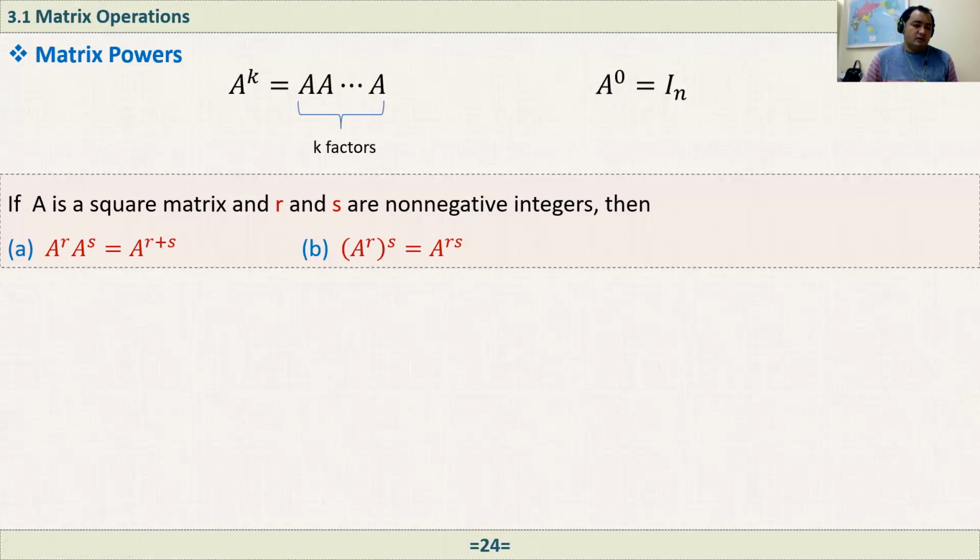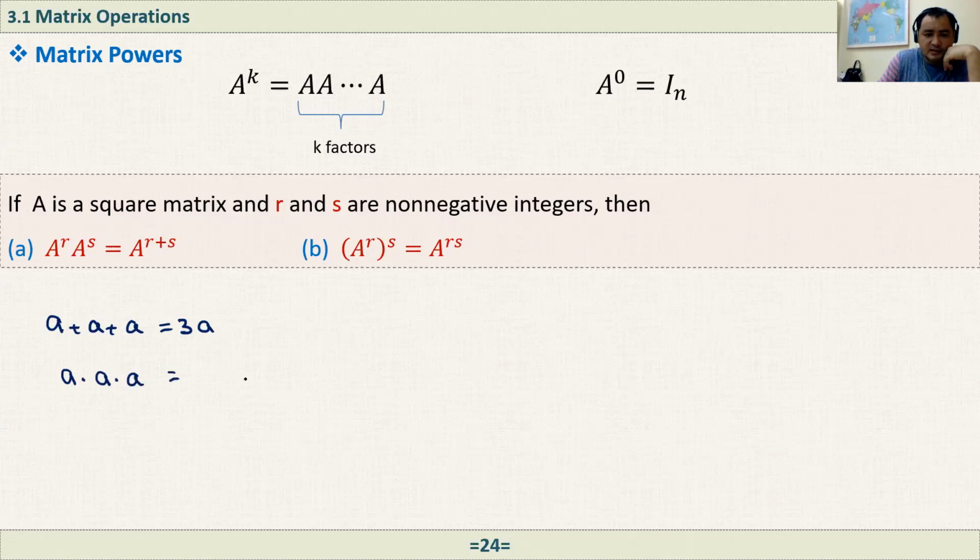Okay, so now we will talk about matrix powers. When we talk about real numbers, as you know, we have some operations like addition, subtraction, and so on. When we just add a number to itself a few times, for example, if we have a real number a plus a plus a, in compact form we can just write it as 3 times a, right? And how about if the number itself is multiplied by itself, let's say a times a times a.